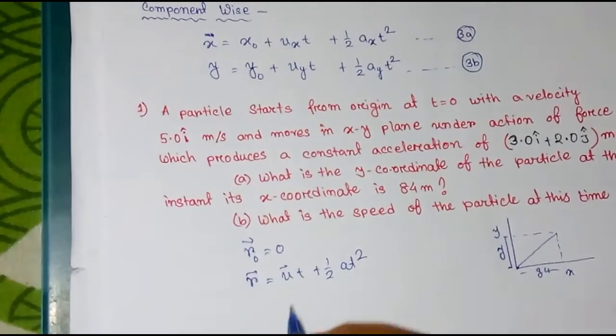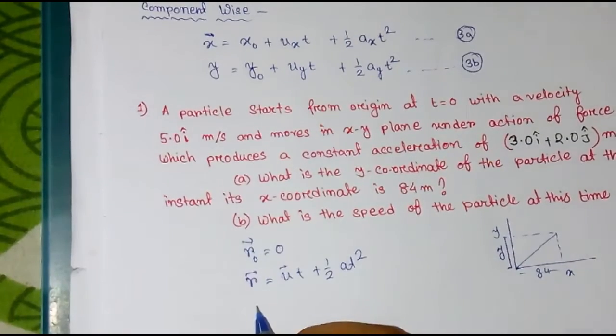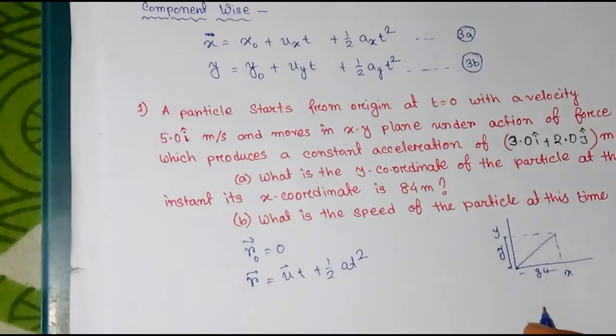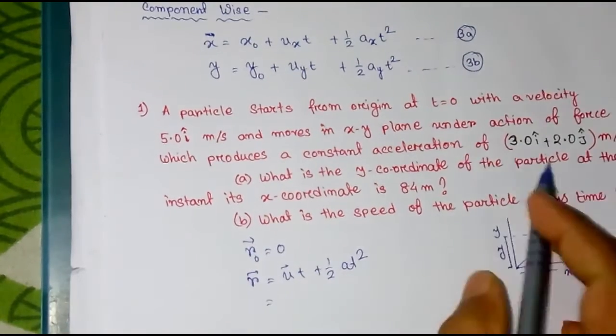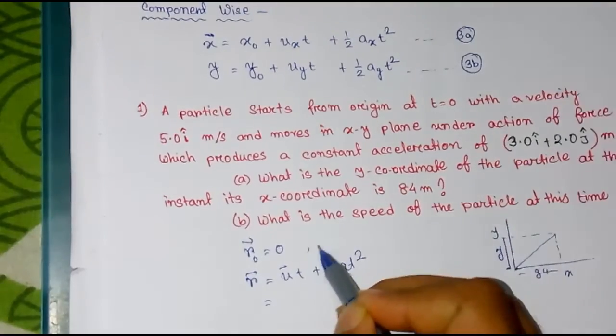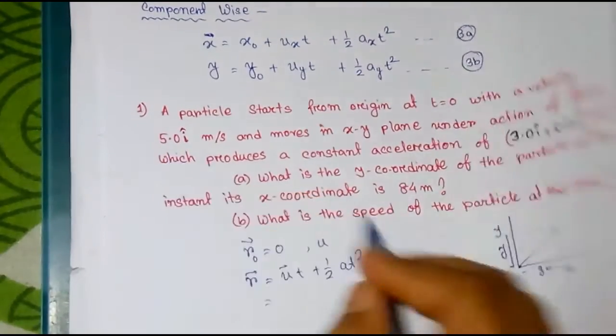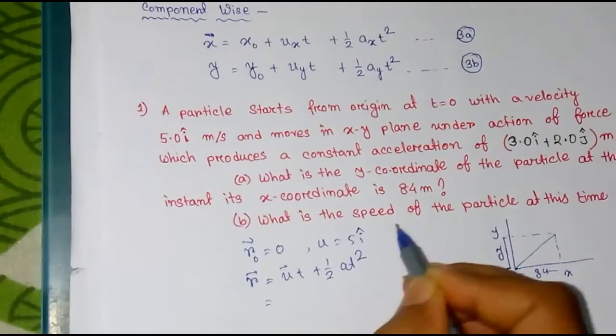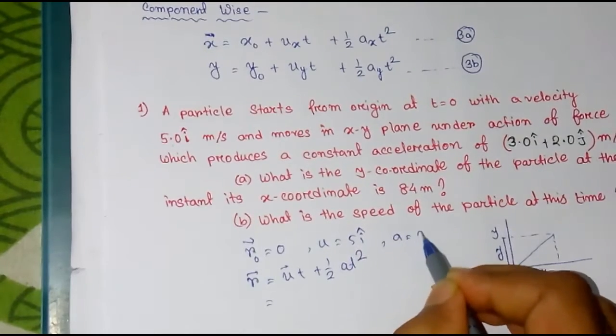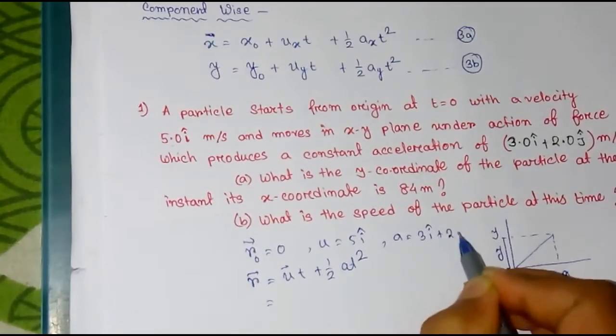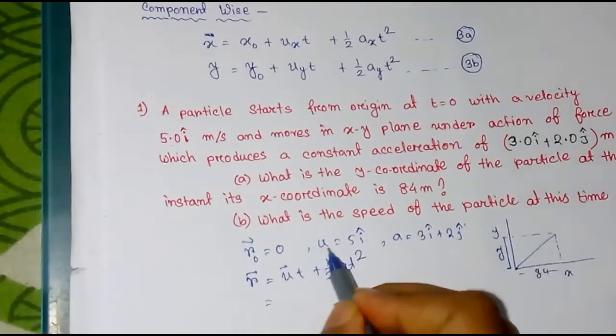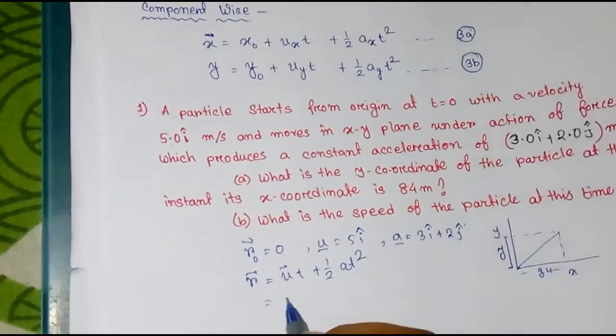Okay, now if we want to write into component wise, before that let's put the value first. Now u, the initial velocity, is given as 5.0, so 5 i hat you can write, and the acceleration is given as 3 i hat plus 2 j hat. Now if you put these values u and a in this equation, what do you get?